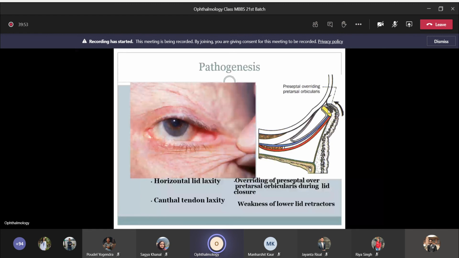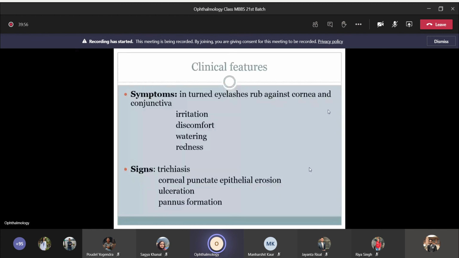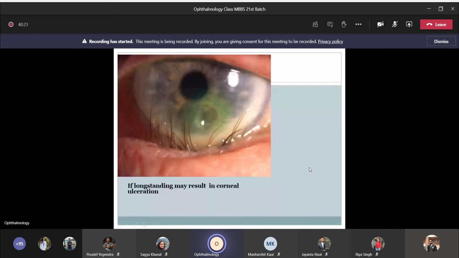Now, clinical features. As the eyelashes are turned inward, it will cause irritation, discomfort, watering, and redness of the eye. And sign includes trichiasis. Trichiasis means inward turning of the eyelashes. And because of that, the eyelashes will touch the cornea, and it will lead to corneal punctate epithelial erosion, which leads to ulceration and pannus formation. So this is the entropion, which causes trichiasis, and the eyelashes are touching the cornea, leading to ulcer and pannus formation.